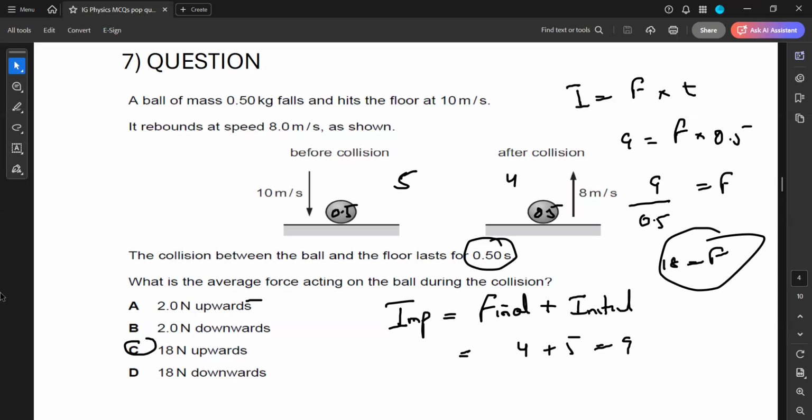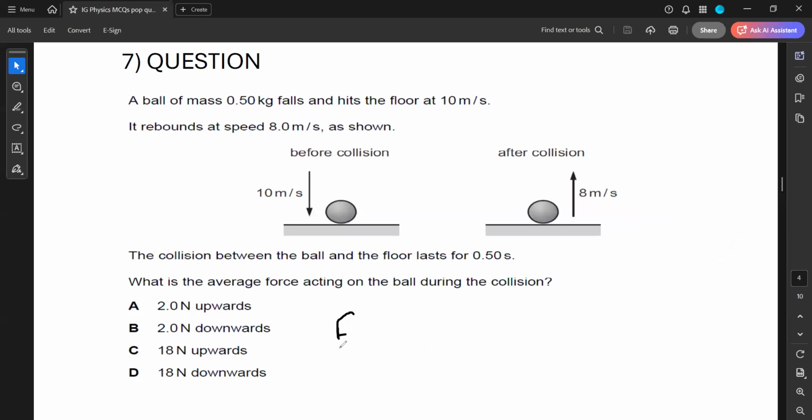Yes, I will repeat. Look, if you need the force, the formula is force is impulse divided by time. How to get an impulse for an object which bounces back?